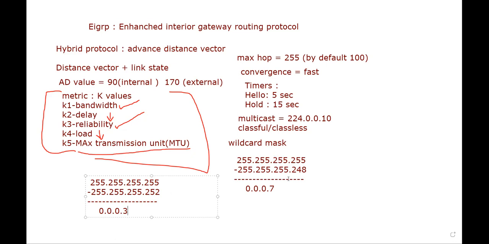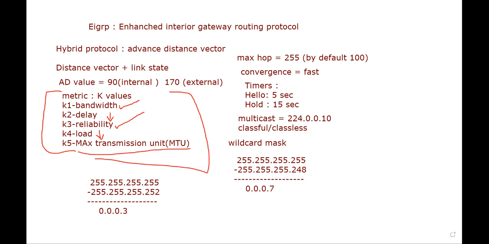You can also find the wildcard mask another way. For example, in 255.255.255.248 you have a total of 8 hosts, so 2 raised to the power n equals 8, and then 8 minus 1 equals 7. But it is not a good idea, so you should use only the first method for the wildcard mask.